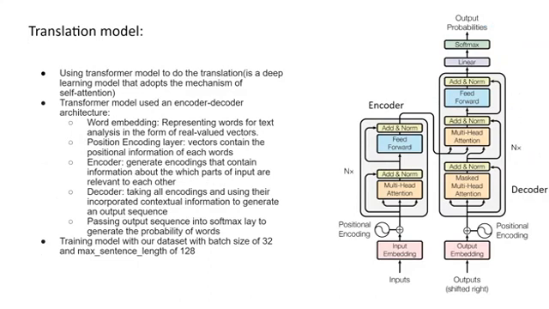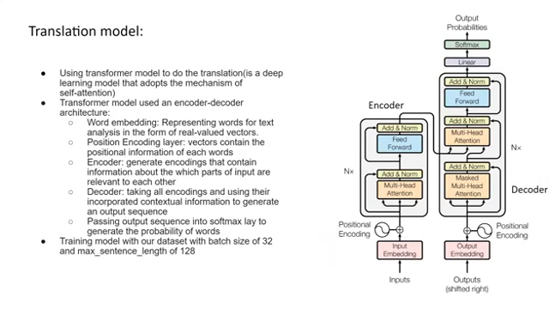We implemented a transformer model trained with our dataset to do the translation in our system. The transformer model is a deep learning model that adopts the mechanism of self-attention, which was proposed by Google in 2017. Attention is a technique meant to mimic cognitive attention, making the network focus more on a small but essential part of data. The transformer model uses an encoder and decoder architecture.